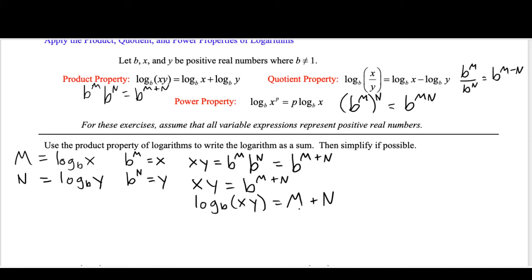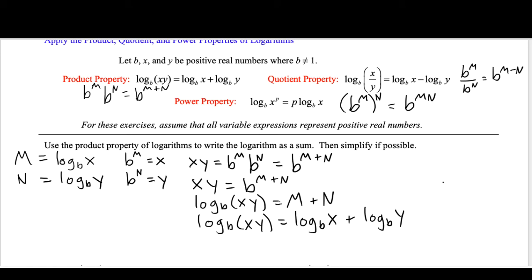And then how are m and n defined? Well, I defined them over here, right? So if I plug those in, I get log base b of xy. M is equal to log base b of x. N is equal to log base b of y. And that is the product property of logarithms, right? So that's the mathematical proof, again based off of this corresponding property of exponents. You could walk through a similar proof for the other properties using the corresponding properties of exponents.